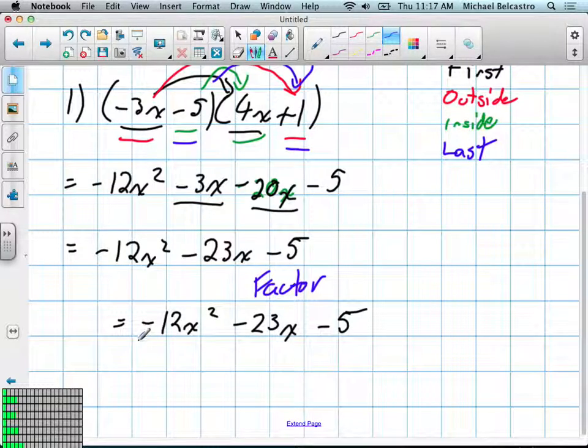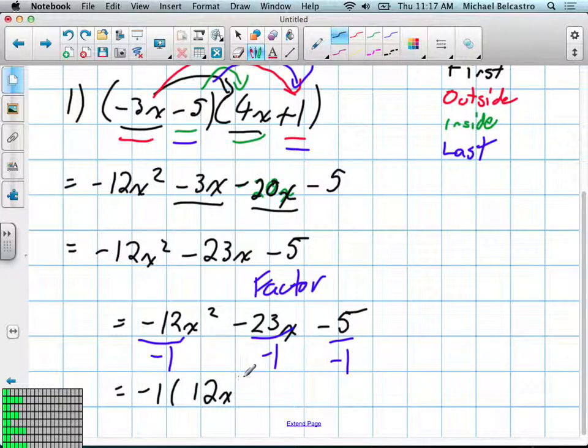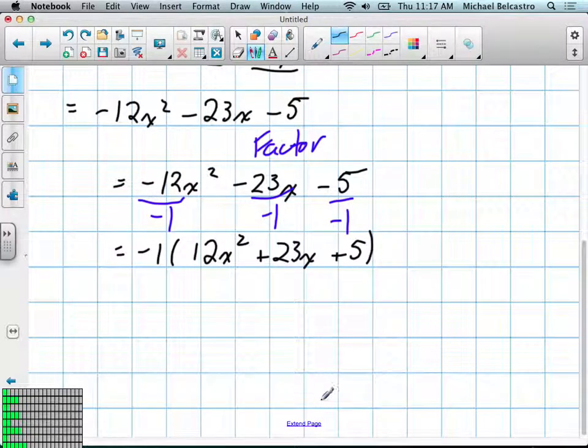We take the first term and we find the factors of it. Okay? And in fact, because it's negative, we're going to factor out negative 1 right through this. Okay? So I'm going to common factor negative 1 out of each of these, so that we're working with only positive numbers. Okay? So we factor out this negative, we get negative 1 on the outside, and then we get 12x squared plus 23x plus 5. Makes it a little easier for us to work with.